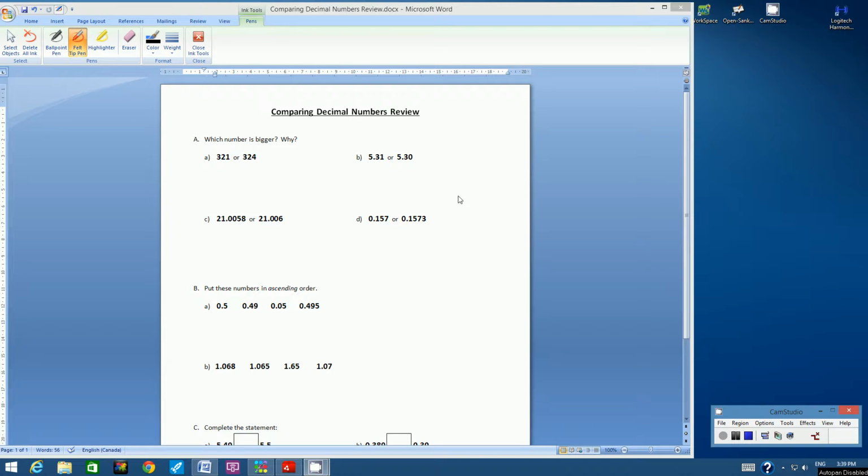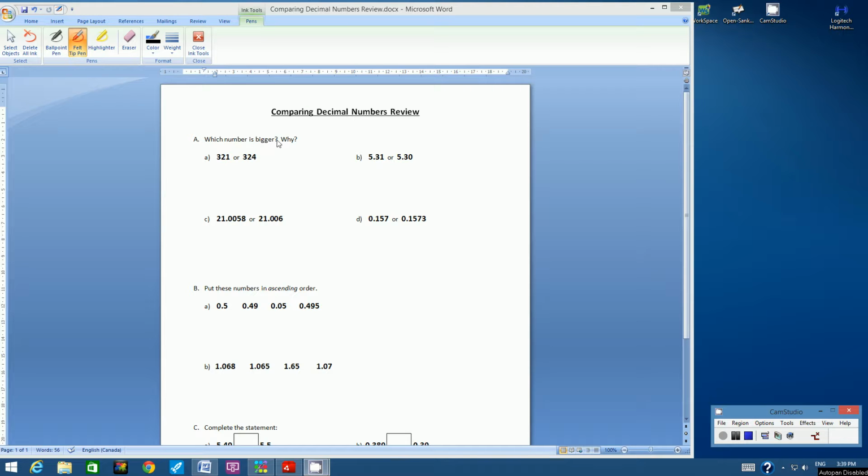Today we're going to do a review on comparing decimal numbers, or comparing any numbers. So when you're asked to compare numbers or decimal numbers, you have to answer three questions. Is the number larger? Is the number smaller? Or is the number the same? So let's have a look at section A.